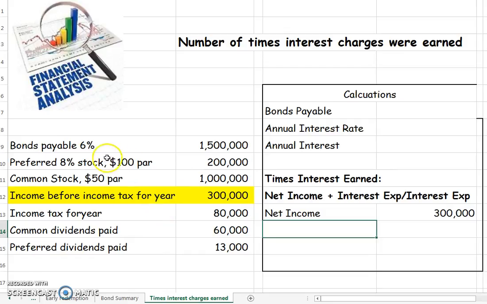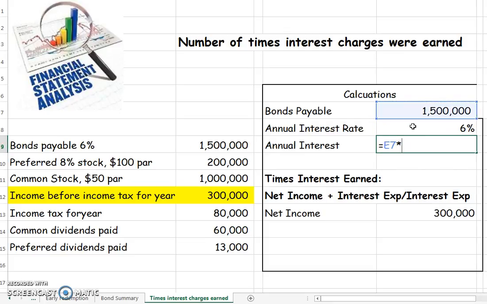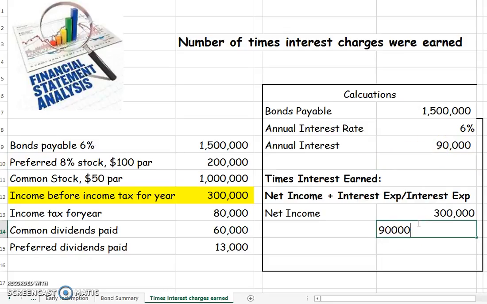I'm not given interest expense, but I'm given the fact that I have bonds payable of 6%, and so I can calculate it by knowing my face value times my annual percentage. That will give me my interest. So bonds payable is $1,500,000. And then my interest rate is 6%. That's an annual interest rate. And since I want a whole year, I can just say that times that. I don't have to do it times 6/12 because I need the whole year. So times 1 will be just fine. So $90,000. So my numerator is $390,000.